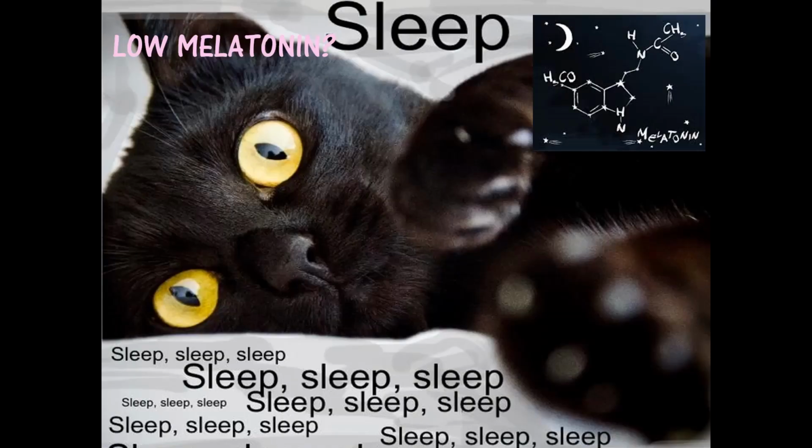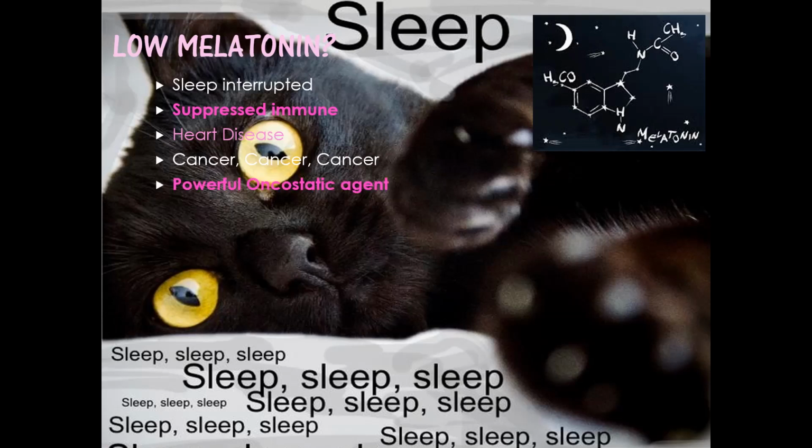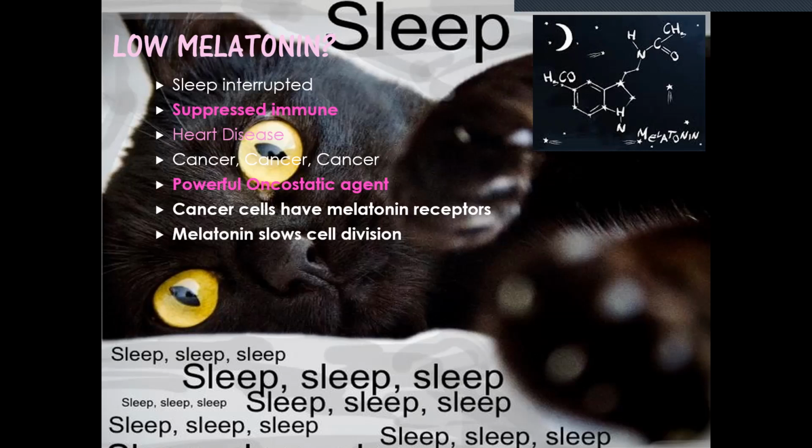So if you have low melatonin, you're like this cat, you just lay there. Sleep, sleep, sleep. Can I sleep? Your sleep is interrupted. Your immune system's interrupted. You've got to get sleep for good immunity. Heart disease, cancer, cancer, cancer. Melatonin is this huge antioxidant. And so cancer cells actually have receptors for melatonin. Cancer cells are normal cells that somehow got changed. So we want to get them back to normal. Melatonin mellows. It's called melatonin, right?